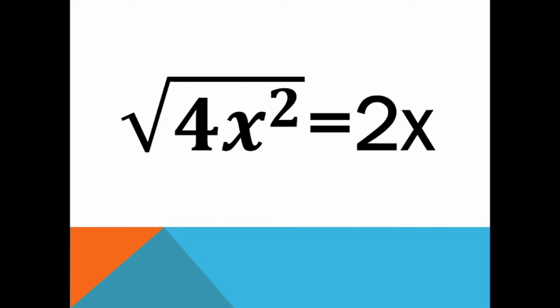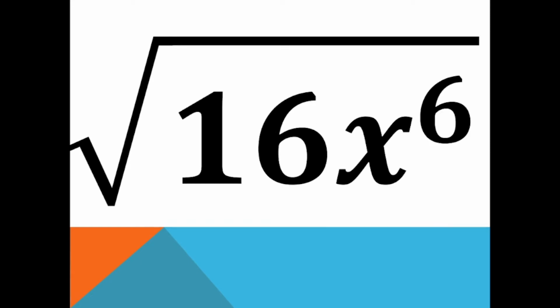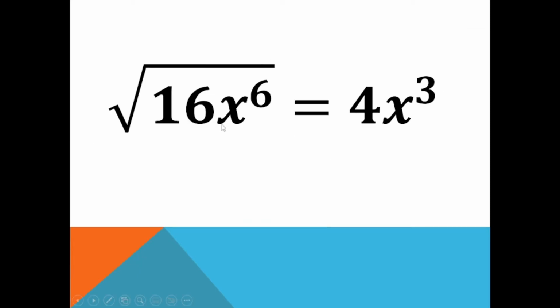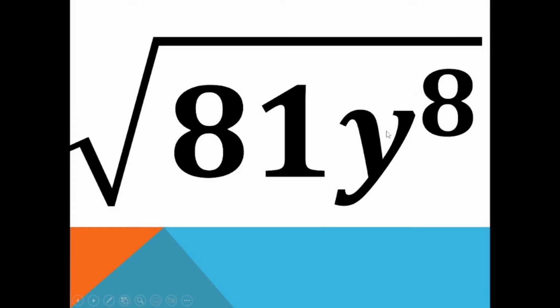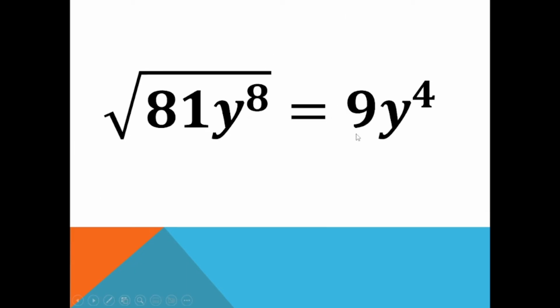Let's have another example. Square root of 16x raised to 6. So, square root of 16 is 4. And 6 divided by 2 is 3. That's why the exponent is 3. So, the answer is 4x cubed. Another one. Square root of 81 is 9. And y raised to 8, you will just divide the exponent by 2. So, the answer is 4. So, the answer is 9y raised to 4.